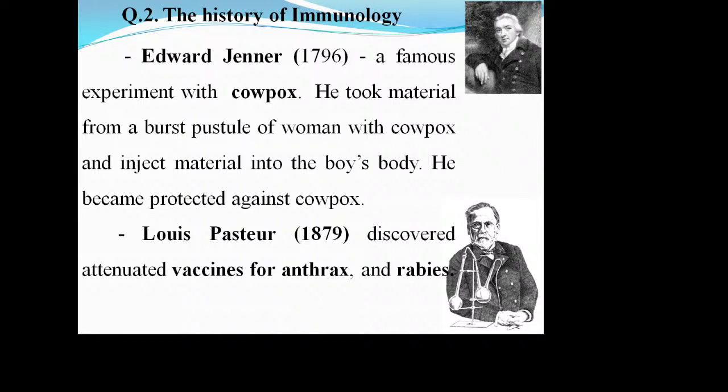He made the first experiment with cowpox that showed the resistance of the human organism against some diseases. What did he do? Edward Jenner took material from a burst pustule, like pus, discharge of a woman with cowpox, and then he injected the material into a boy's body, and this body became protected against cowpox.